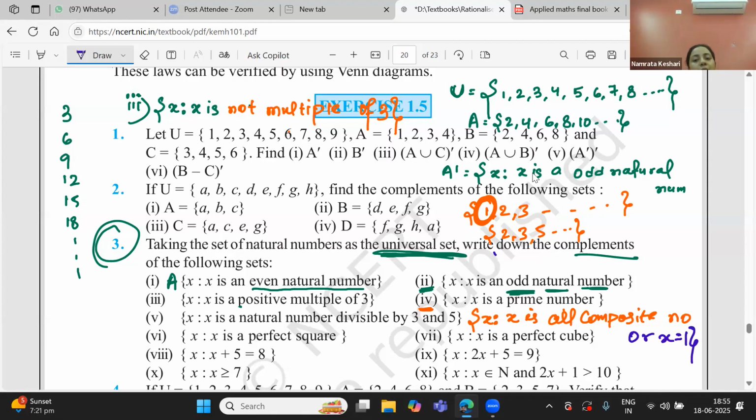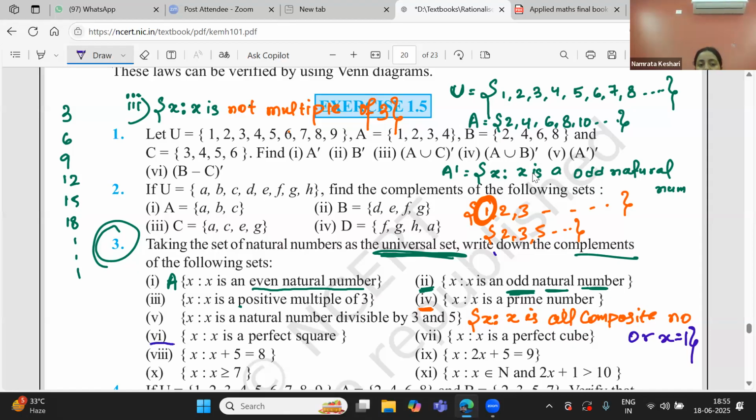Okay, so this is how we'll be writing. If we find the complement of the set of all prime numbers, we will have the set of composite numbers, but including one. So we will specifically say that x can also be 1, like this.